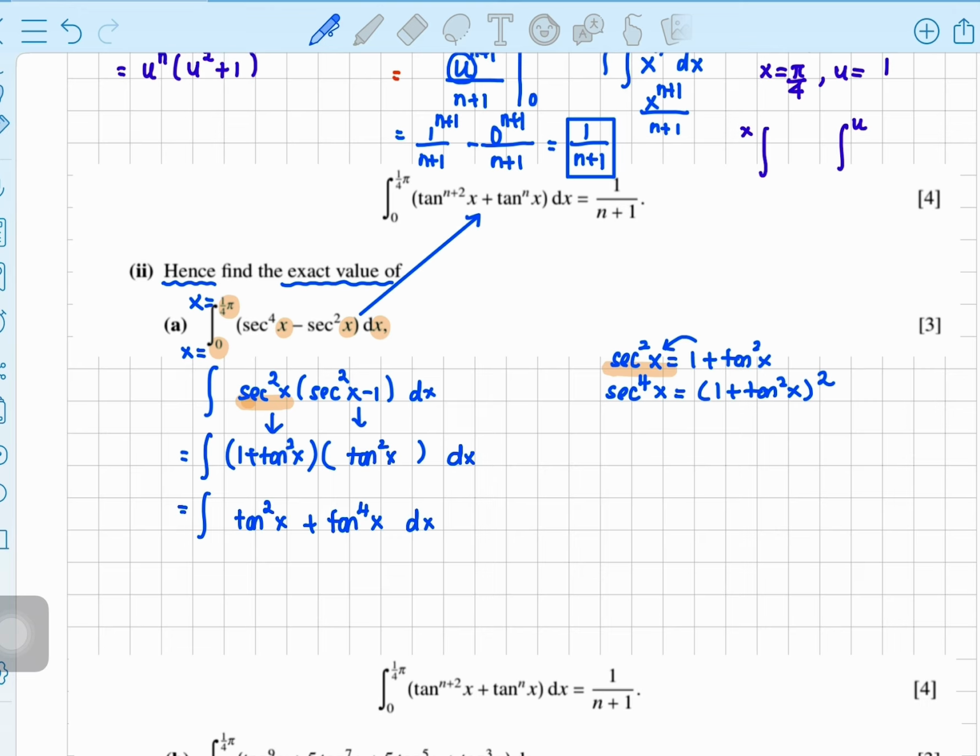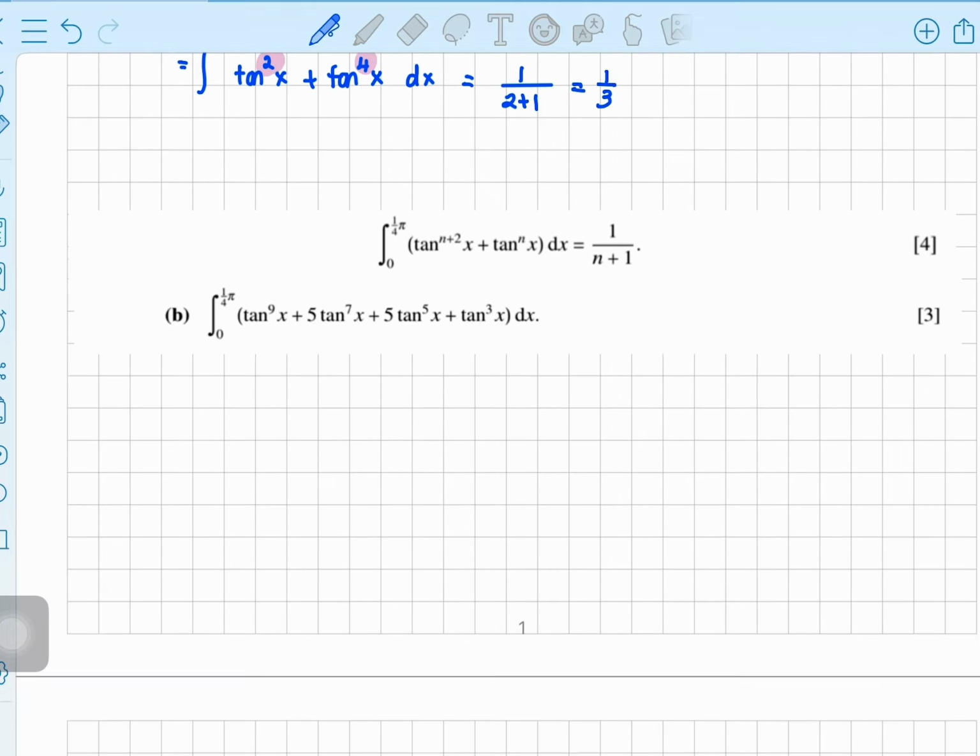Now let's compare. What is the power that I'm having? The power that I'm having here is 2 and 4. Look at this: this is n plus 2 and this is n. It's an extra 2, correct? So if my n value here is 2, here I'm going to get a 4. So what is this? That is just 1 over 2 plus 1, which is 1 over 3. You can check your solution by inputting this into the calculator in case you are not very comfortable or confident. Okay, the next part of the question.